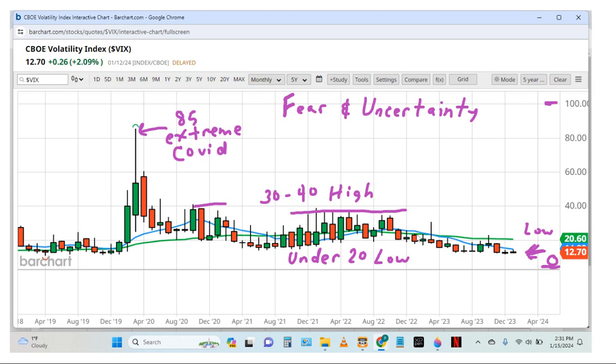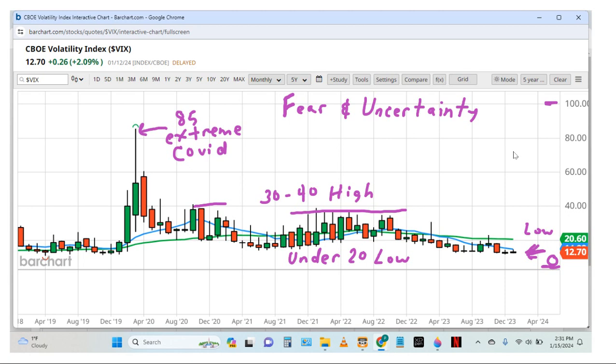pretty much 2023 has been a lower volatility year than 2022. And I think that's part of the reason why we saw the market go up in 23. So right now, in January, we closed at 12.7. That's very low. Anything under roughly 20 is considered kind of in the low range. Anything over that, you can see 30 to 40 would be considered high volatility. It's just a range from 0 to 100, so it's not a big deal, but it's just something to consider.